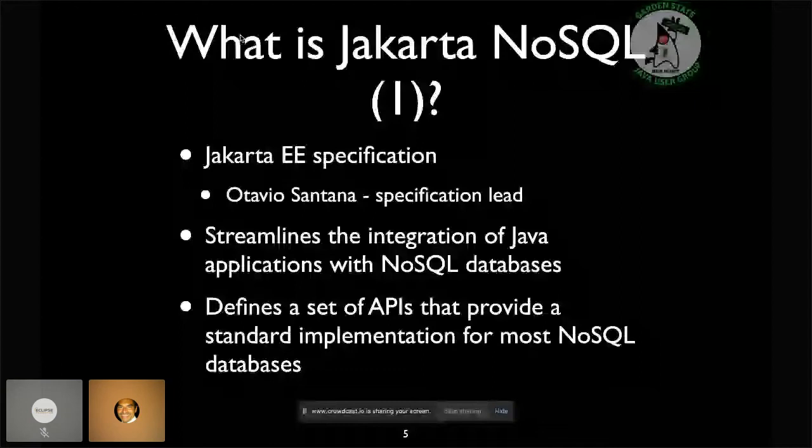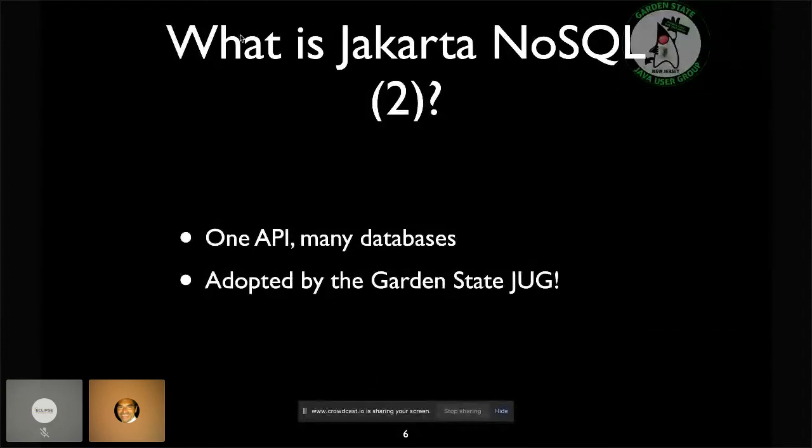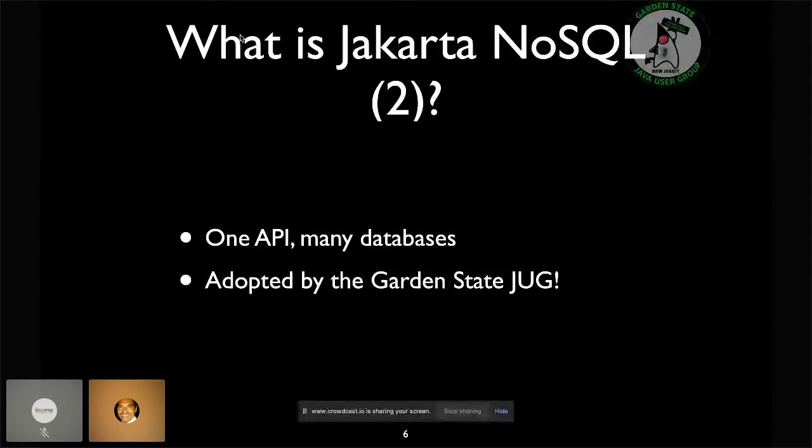This specification defines a set of APIs and a standard implementation for most of these NoSQL databases. It's often referred to as one API, many databases. This is designed to be more simple. And the Garden State Java user group has adopted this specification. I have made a handful of contributions so far, and I look forward to doing many more.